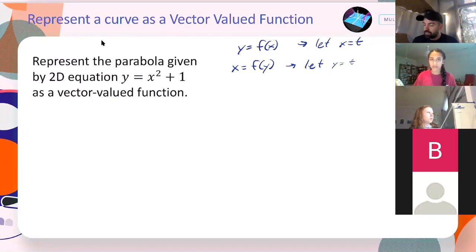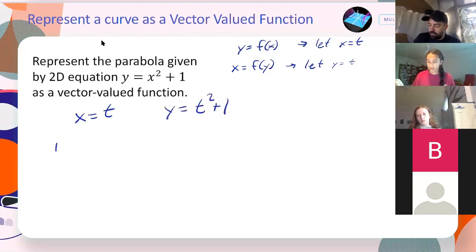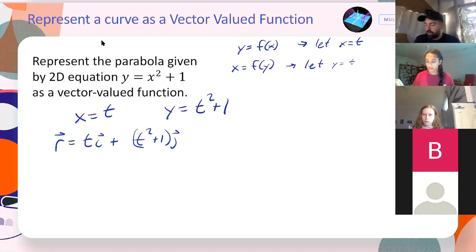So 2D is pretty easy. If I have y equals x squared plus 1, I'm going to let x equal t, which means y equals t squared plus 1. And so I'd have a vector valued function t i plus (t squared plus 1) j. Okay, and that would graph the same parabola as y equals x squared plus 1.